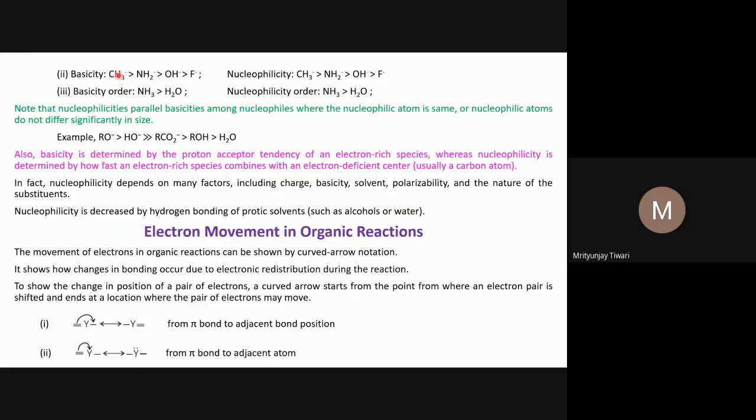So we can compare the conjugate acids of these bases. The conjugate acids of these bases are CH4, NH3, H2O, and HF. In these conjugate acids of these bases, what do we see?